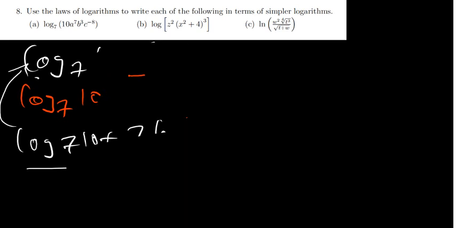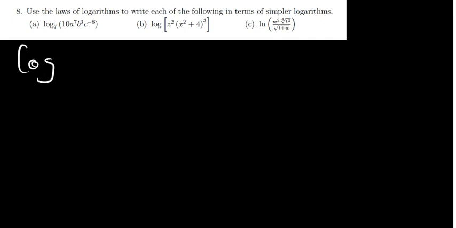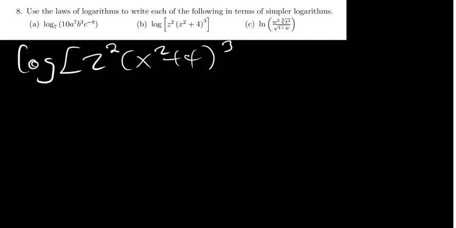Let's see how we can solve part B. So part B, we have log z to the power 2, then x squared plus 4 to the power 3. Now even here we can see that there is times, meaning it is plus. So it is in base 10. They are not showing any base here, meaning it is in base 10. So we have got log.